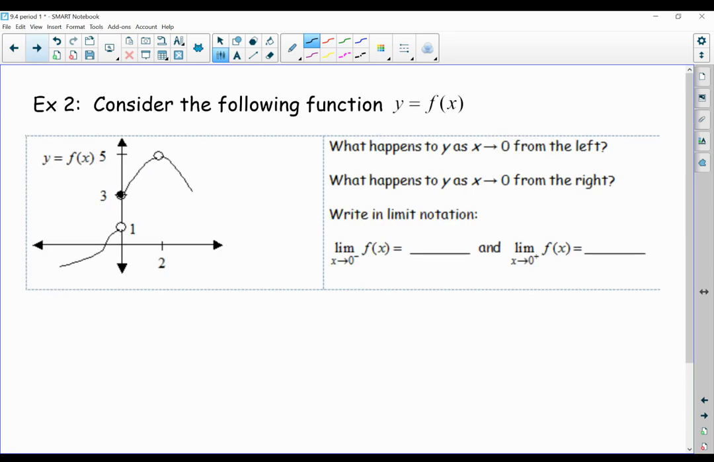So let's practice some graphical ones. We're going to look at what happens to y as x approaches 0 from the left, what happens to y when x approaches 0 from the right, and I'm also going to do what f of 0 is, what the actual value is, just because that's good practice.